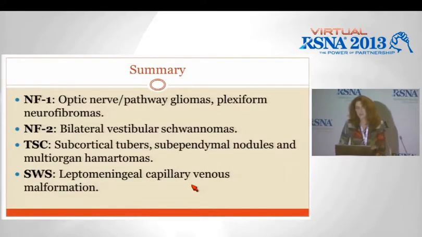So in summary, I've covered some of the very specific imaging findings that can help diagnosis of each of these neurocutaneous syndromes. With NF1, it's the optic nerve or pathway gliomas and plexiform neurofibromas. With NF2, it's the bilateral vestibular schwannomas. With tuberous sclerosis complex, it's the subcortical tubers, subependymal nodules, and multi-organ hamartomas. And with Sturge-Weber syndrome, the leptomeningeal capillary venous malformation.